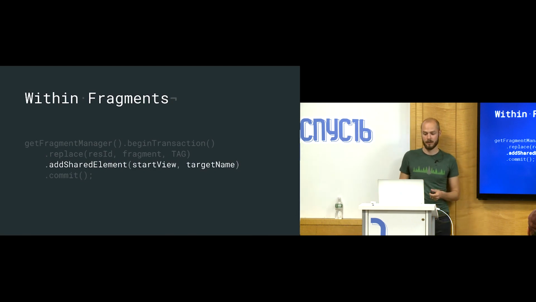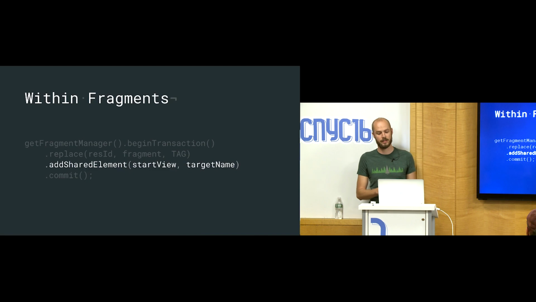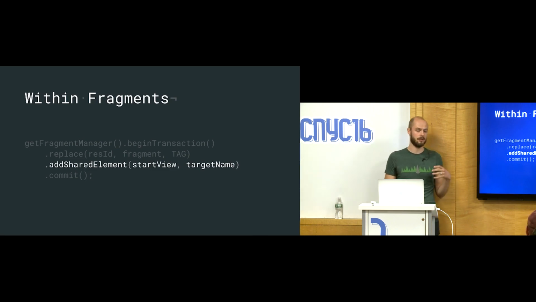You add them in there with the start view so the system can gather all the information it needs, and the transition's target name. So every object that can be transitioned to has to have a target name in order to be recognized by the system correctly.